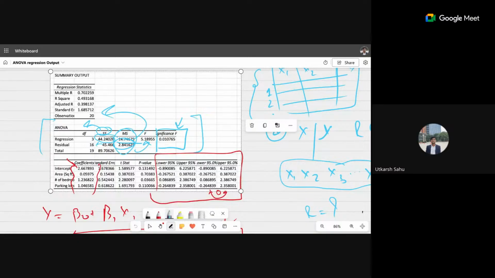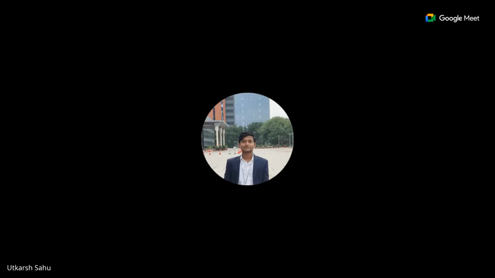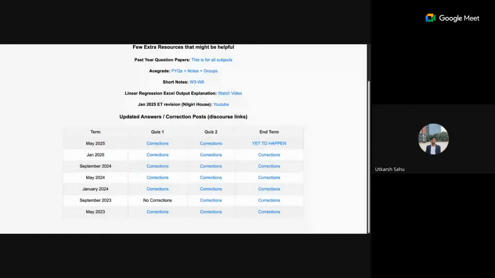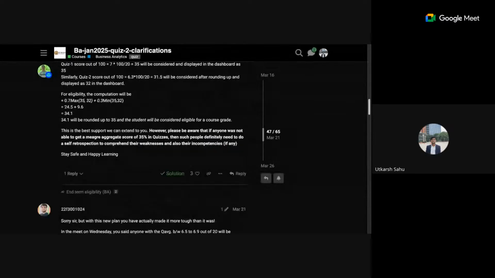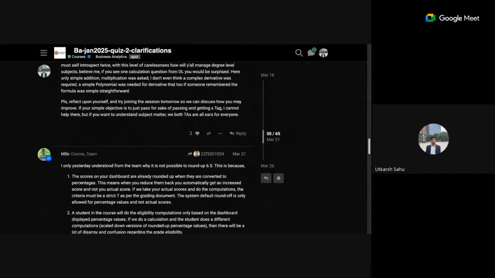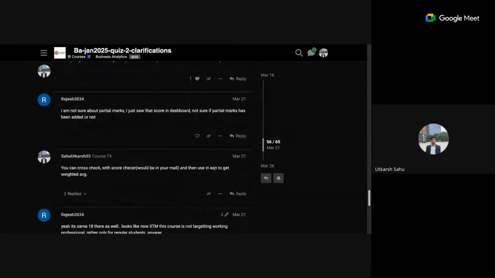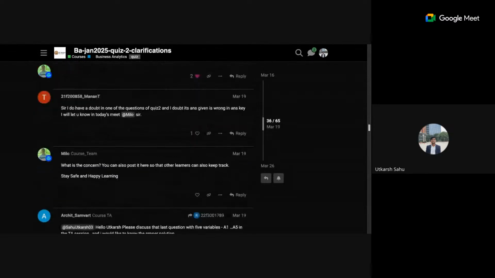Another thing which was needed was that sum of squares total is going to be the same if you have the same data set. Why I'm saying these things? You should read the Discourse posts which we have been sharing. Every term there is a correction. Read those posts. You will see why something was said, why something was not said. If you go to the Jan 2025 quiz 2 correction, you will see what was done, what was not done, the way people answered, and what they forgot. I think a lot of people forgot that only.